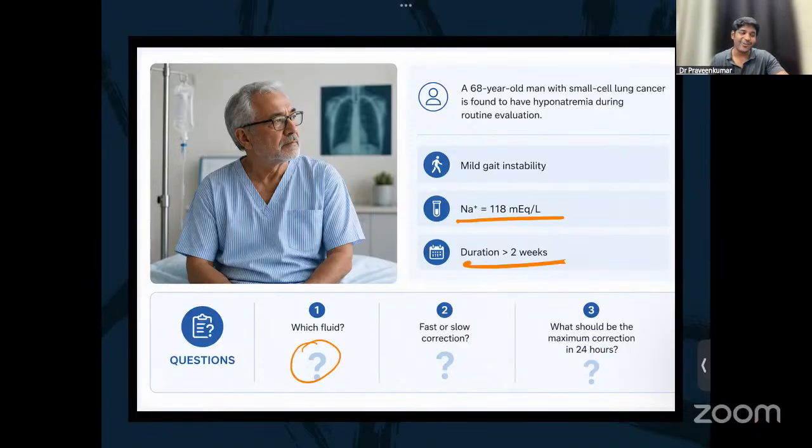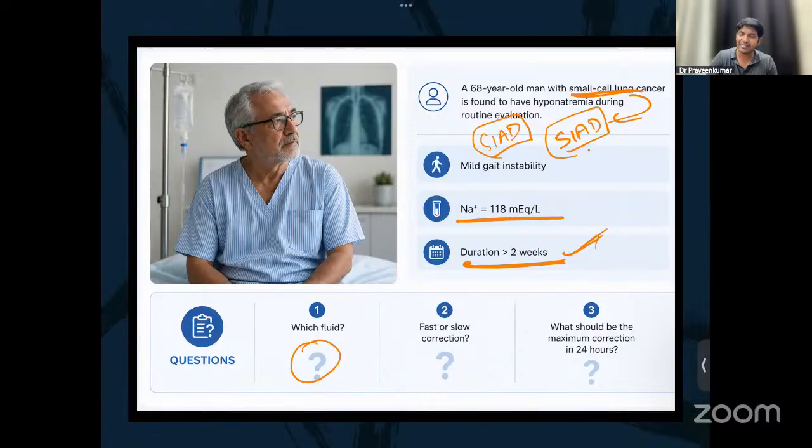Yeah, what is this condition called? This condition is SIAD. Why is this SIAD? Okay, this is paraneoplastic SIAD, small cell lung carcinoma, very notorious to cause syndrome of inappropriate antidiuresis. So it is SIAD and it is a chronic condition now because it is more than 2 weeks.